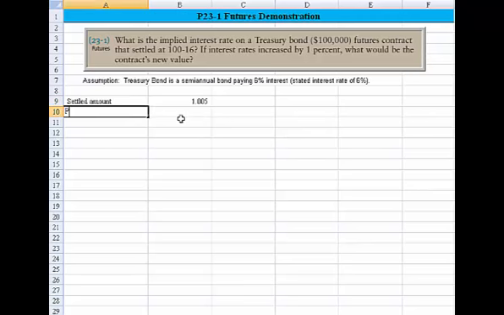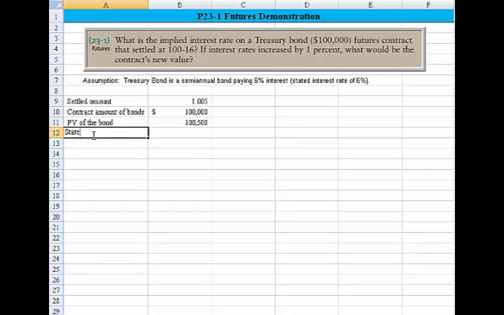Okay, so then we need to put in the par amount, the contract amount of the bonds. And that's $100,000. Let me enter that as currency. Now we need to calculate the present value of the bond, and that is simply the futures contract that's settled times the contract amount of the bond. So we'll multiply those first two numbers, and we come up with a present value of the bonds of 100,500.